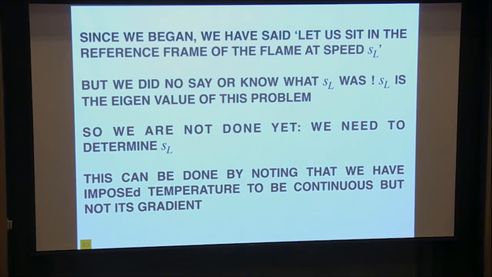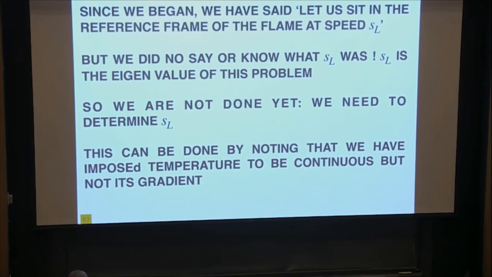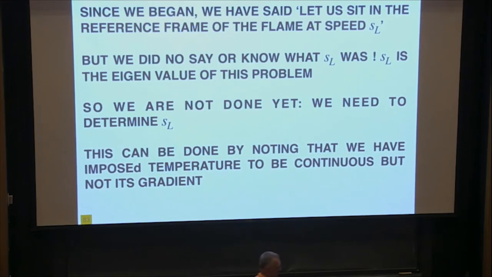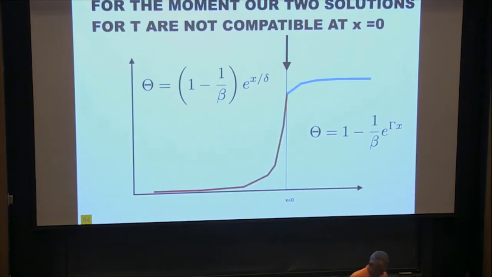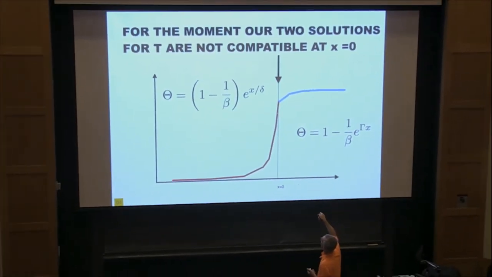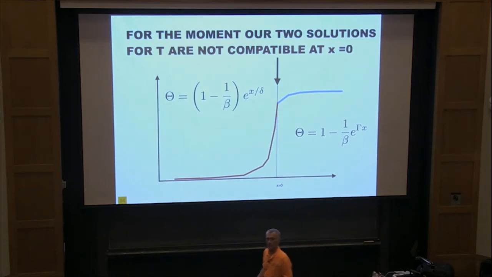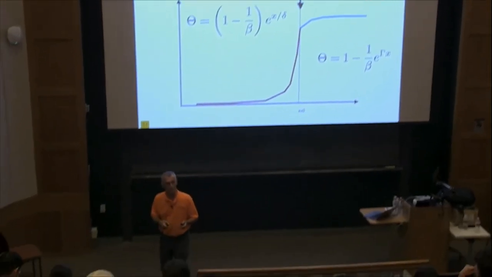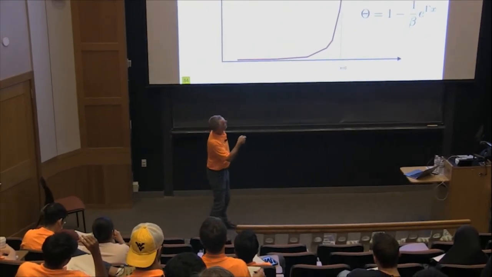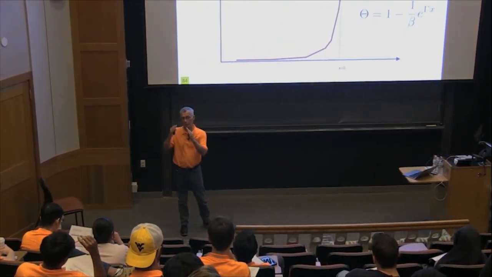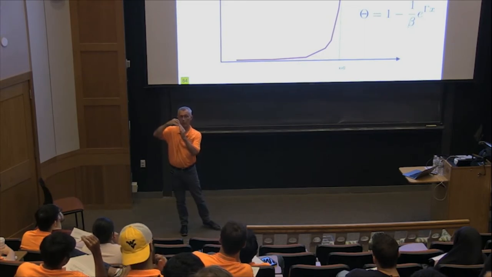You need to connect the two solutions in the preheat zone and in the reaction zone. They are not connected fully for the moment. They are continuous for temperature, but they are not necessarily continuous for heat release, or let's say for temperature gradient. You see, this is a solution in the fresh gases, in the preheat zone, and this is a solution in the reaction zone. And here you see that you wouldn't like this solution because the gradient of temperature is not continuous. So the heat flux is not continuous, it's not a physical solution. When you change the SL, these two curves move, and there's only one SL for which these two curves are actually continuous for the derivative.